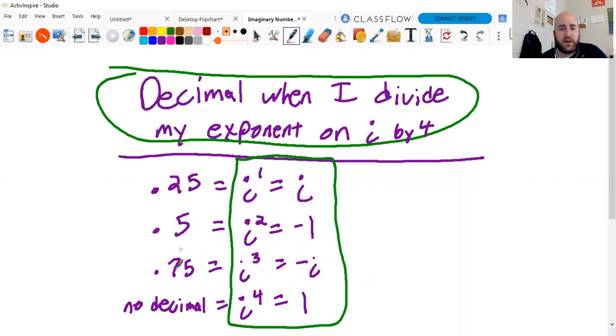So this is the part that y'all are going to have to know. Okay. And you don't have to memorize this. You just have to know how to use it, which is either counting it out or dividing your exponent by 4 and knowing which decimal applies to which of these. Okay. So there's that. I will have an included assignment with this for y'all to do. Again, probably about 16 to 20 problems.